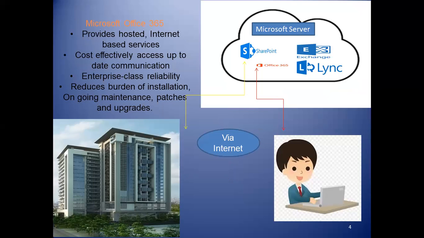Microsoft Office 365 provides hosted internet-based services, cost-effectively access up-to-date communication, enterprise-class reliability, reduce burden of installation on ongoing maintenance, patches, and upgrades. Means once you have installed the Office 365, you will be getting automatic updates and it will get installed automatically. If you are taking one time Office, then you need to install the patches of update on regular basis.